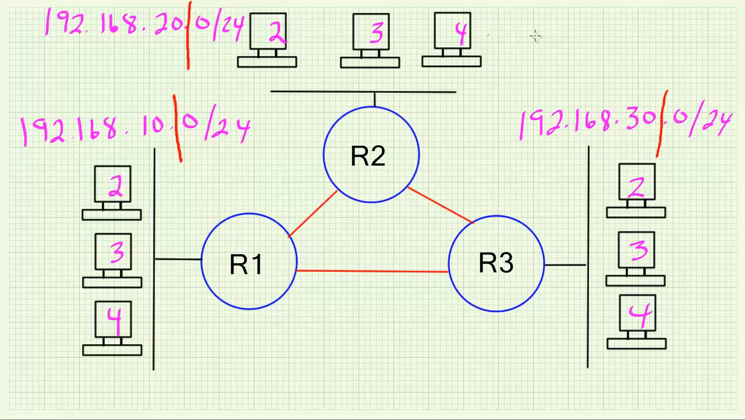Well, we've seen that by remembering our powers of 2, we know that we can take 2 and raise it to the power which is equal to the number of host bits that we have, which in this case is 8. We know that 2 to the 8th power, what is that? That's going to be 256 individual values from 0 all the way up to 255 in this last octet. But you remember, we've got to subtract those 2 special cases.